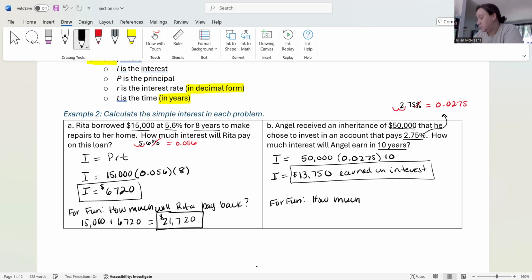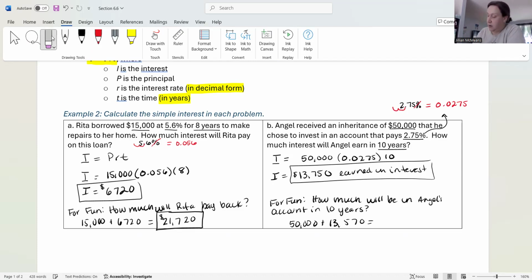So for fun, how much will be in Angel's account in 10 years? Well, he'll have his 50,000 that he initially invested plus the interest that he earned. Actually, I wrote that backwards. That should be 750.